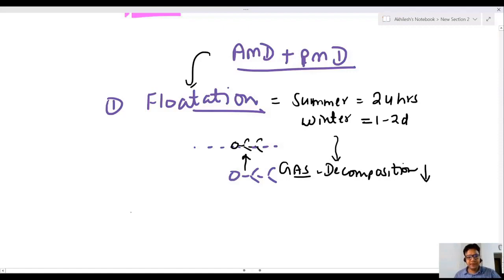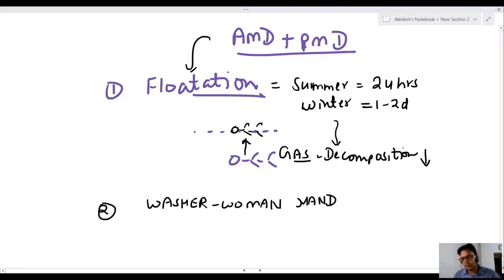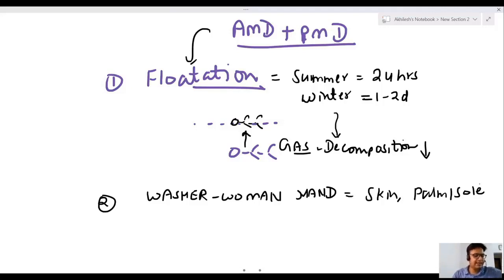Now, another finding which is seen in antemortem and postmortem drowning is washerwoman hand. Sir, what is washerwoman hand? It is skin change of palm and sole. Doctor sahab, doesn't matter you died inside the water, outside the water, but your body is in water. So what will be the changes? This is known as washerwoman hand.